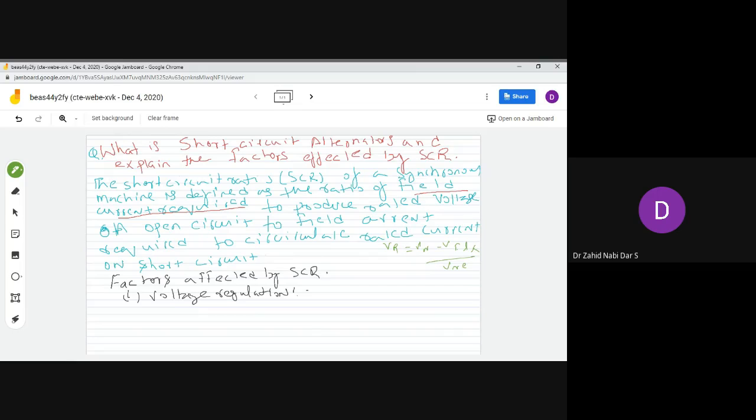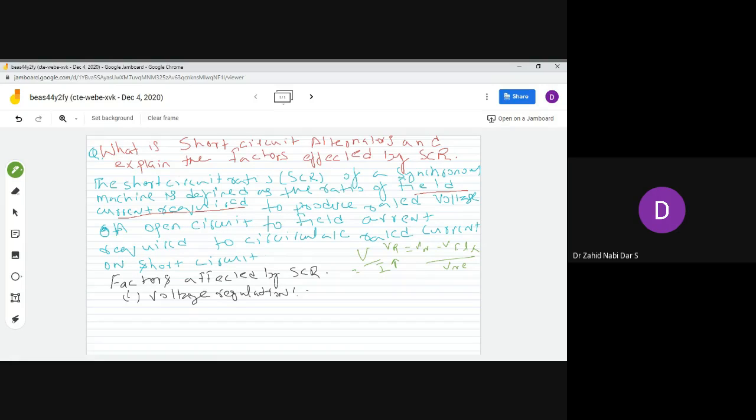So basically a low value of SCR means that the synchronous reactance has a larger value. If you carefully see, this is V by I. So if you have a low value of SCR, that would mean your synchronous reactance has a larger value. Low SCR will happen if the current increases, and current will increase only if the synchronous reactance has a larger value.